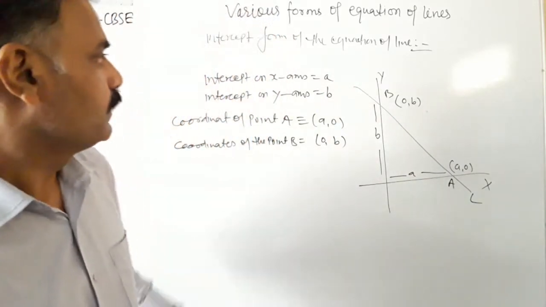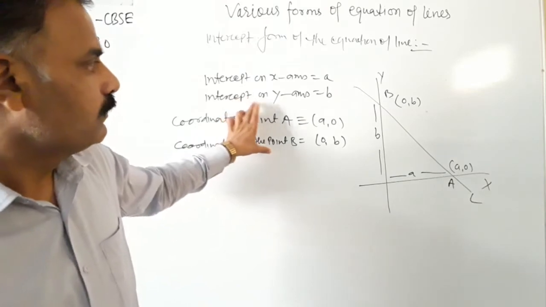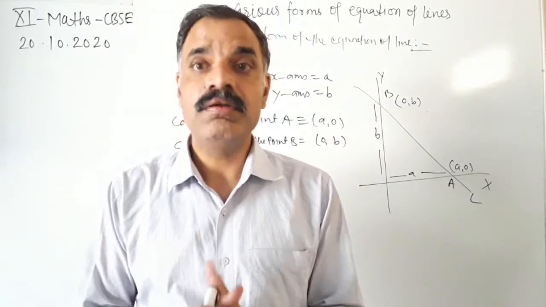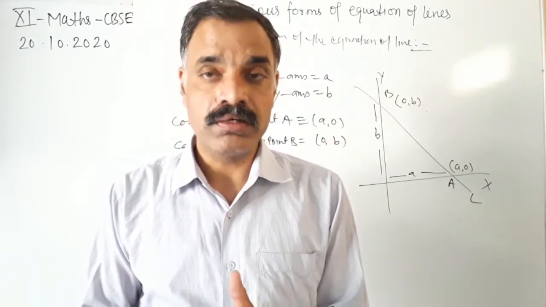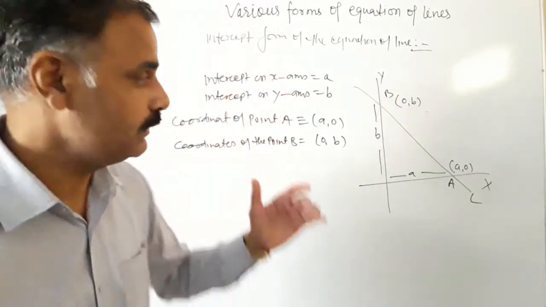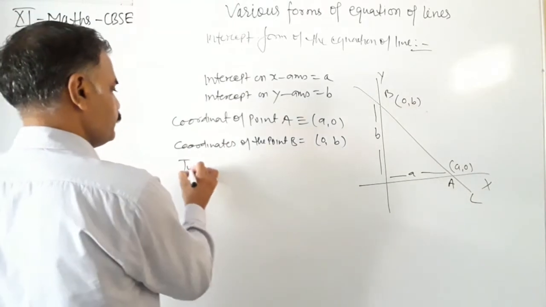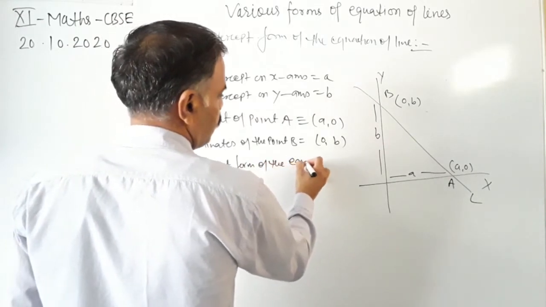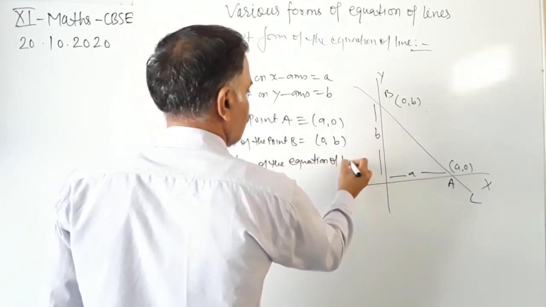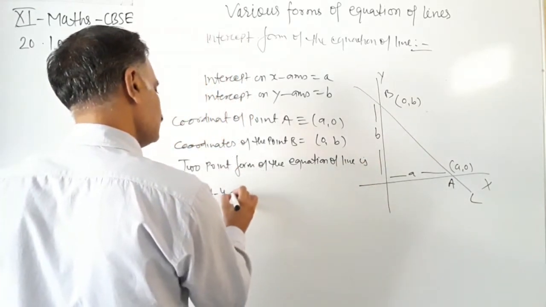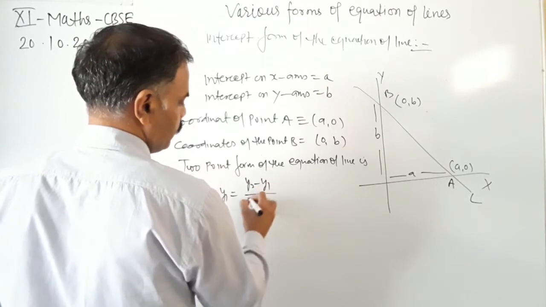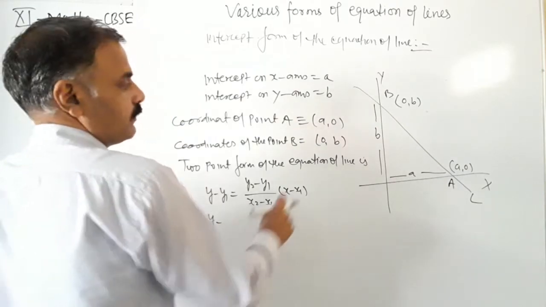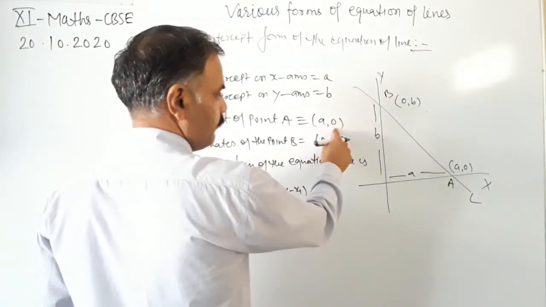Now we have been given 2 points, so we will use the 2-point form of the equation of a line to find the equation of this line L. The equation of the line is y minus y1 equals (y2 minus y1) upon (x2 minus x1) into (x minus x1).